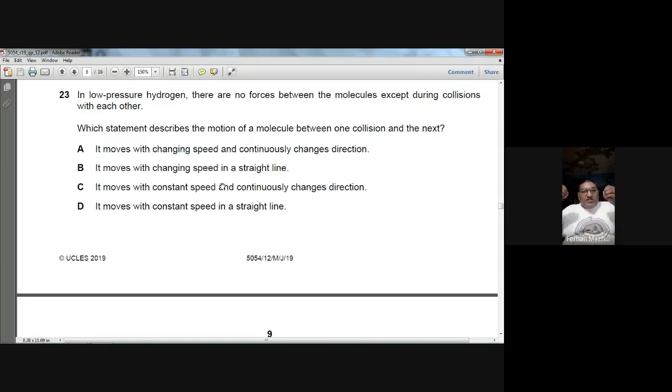So when the molecules collide, suppose the molecule collides here and moves in this direction. It will be moving with a constant speed and in a straight line, because there are no other forces. So after the collision, the molecules will be moving in a straight line with a constant speed because there are no other forces. Question number 23, D is the option.